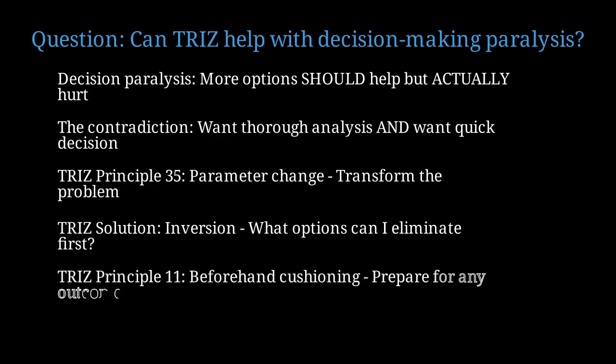Apply Principle 11, beforehand cushioning. Prepare compensating measures in advance. Make decisions reversible where possible or create contingency plans. This reduces the psychological weight of choosing.